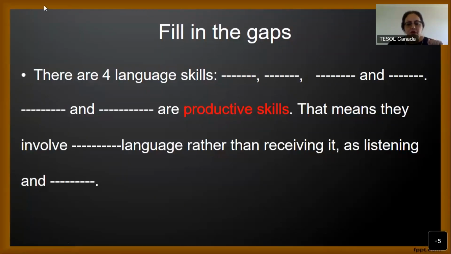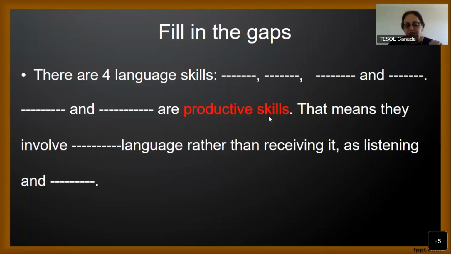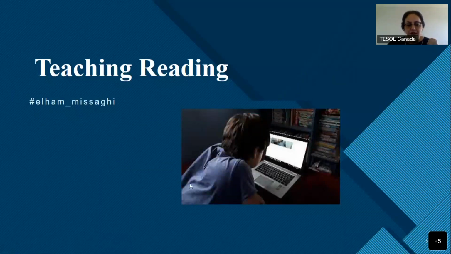Okay, so as you know, there are four, let's have a very quick review. There are four language skills. What are those four? Listening, writing, reading, and speaking. Bravo. Which ones are productive skills? Speaking and writing, productive skills because you produce the language. And which ones are receptive? Reading and listening, since you receive the knowledge. Good job.